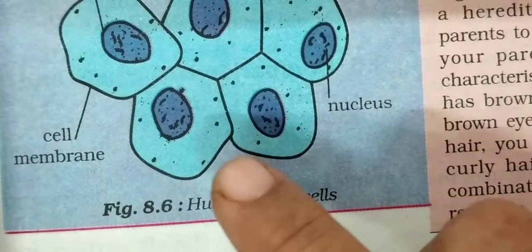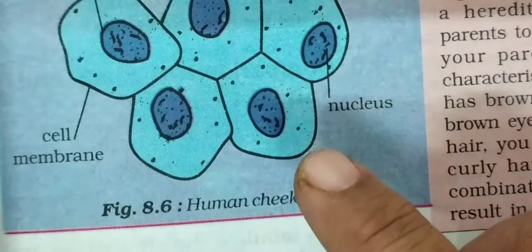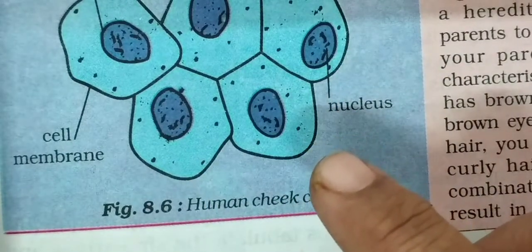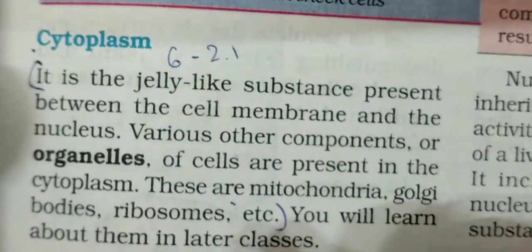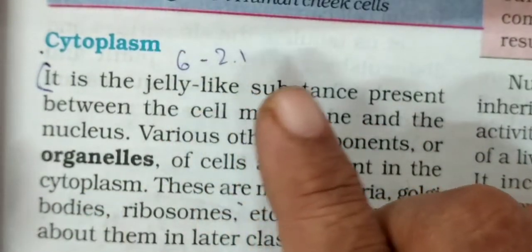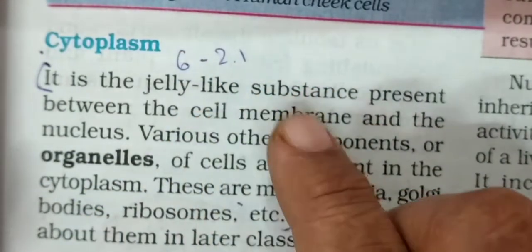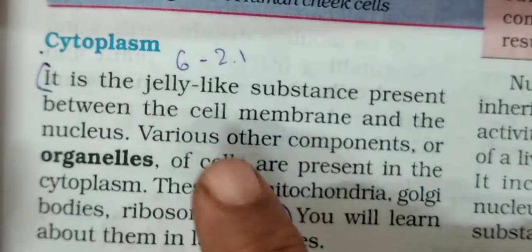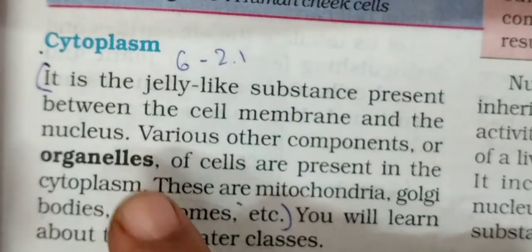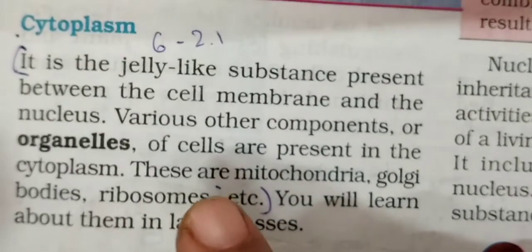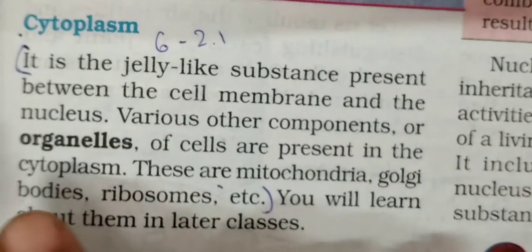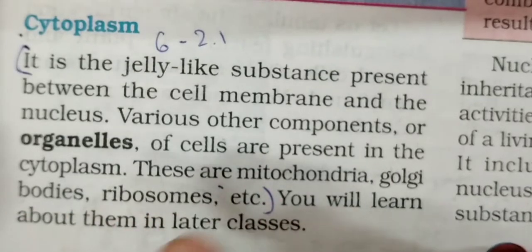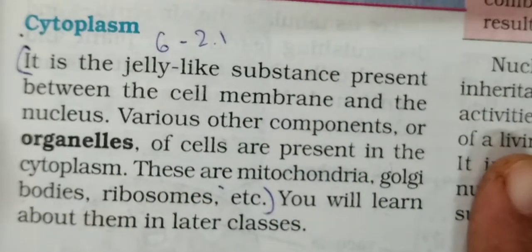Human cells or animal cells don't have a cell wall, right? And now we will talk about the other organelles which are found in the cytoplasm, which is a jelly-like substance present between the cell membrane and nucleus. Various other components or organelles are found here, and which are they? These are mitochondria, Golgi bodies, ribosomes, lysosomes, etc.